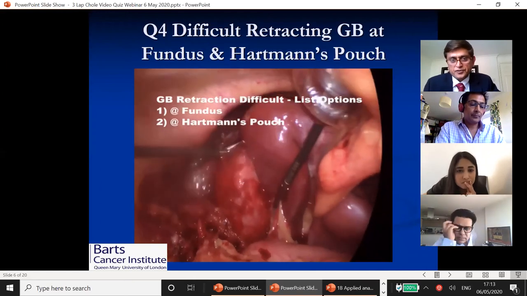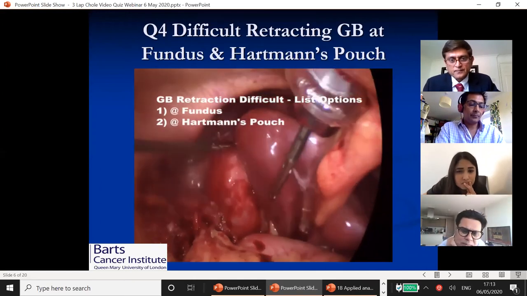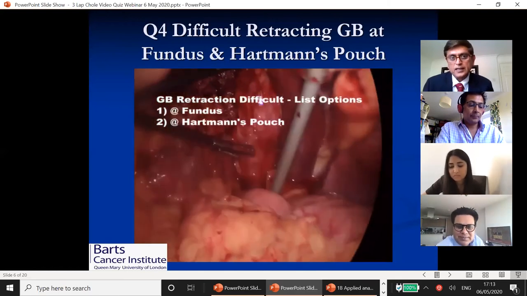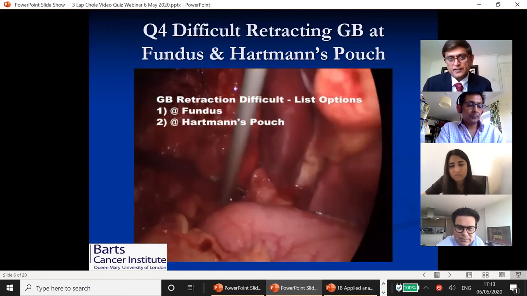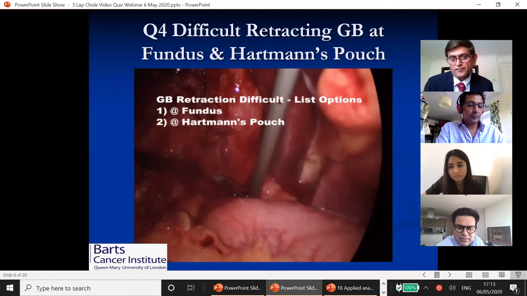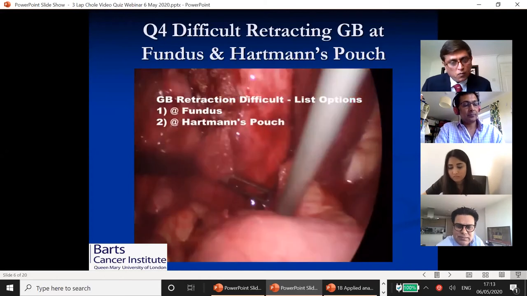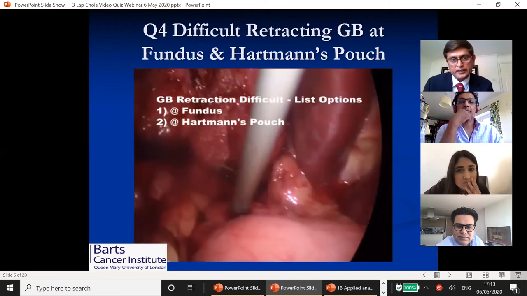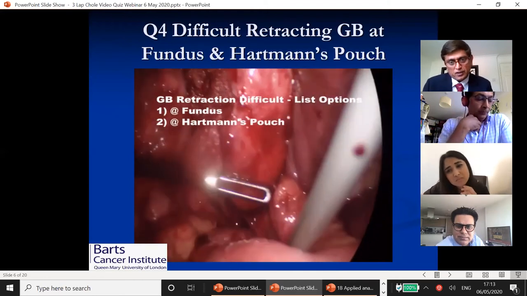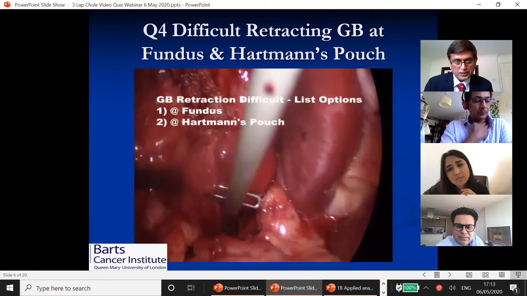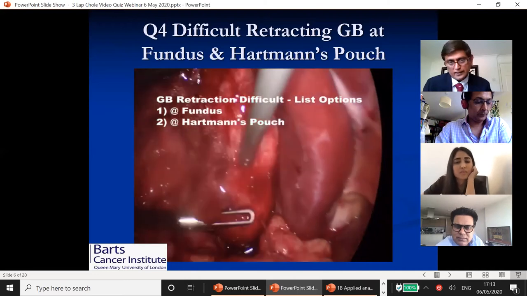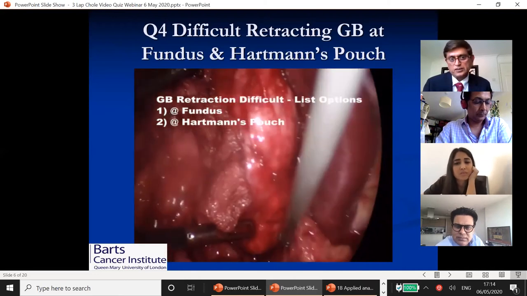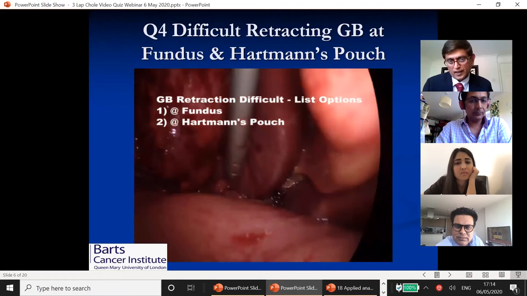So we decide to proceed further. But with this gallbladder, I think one of the problems we are going to face is actually getting a grip on the gallbladder. So difficulty in retracting the gallbladder, the fundus and the Hartmann's pouch. So the question to the panel is, what are your techniques to overcome that? Even if it is not a horrible gallbladder, as you see in this video, in terms of troubleshooting when you have difficulty actually getting a grip on the fundus or the Hartmann's pouch, what would you do? What option do you have?